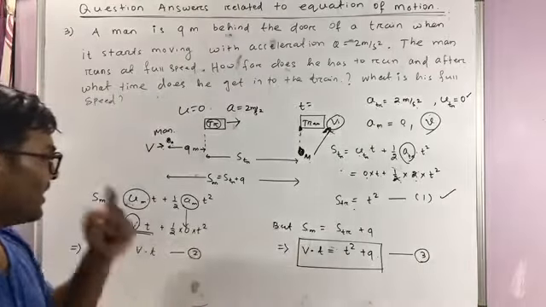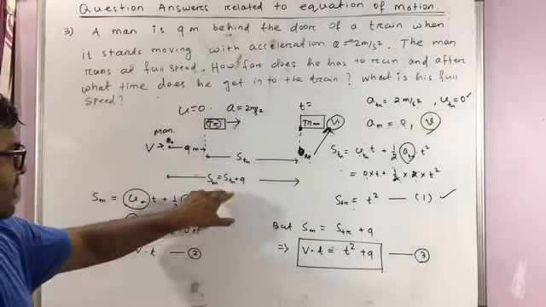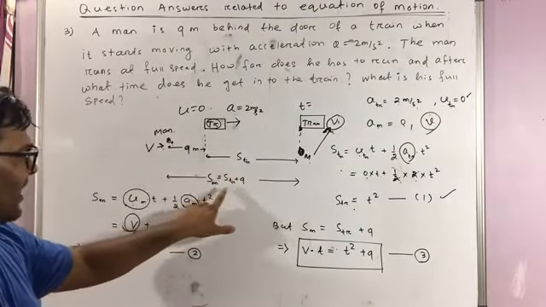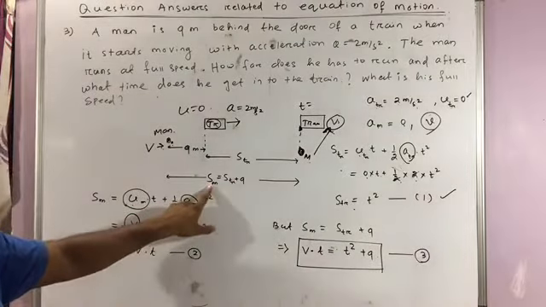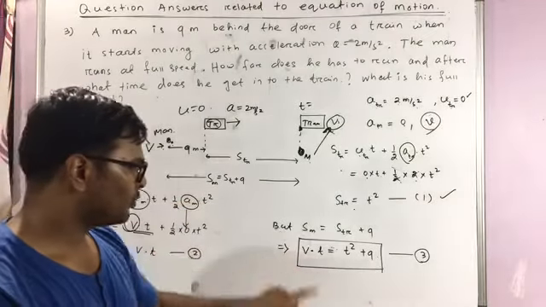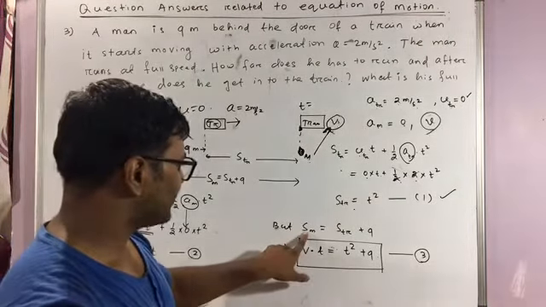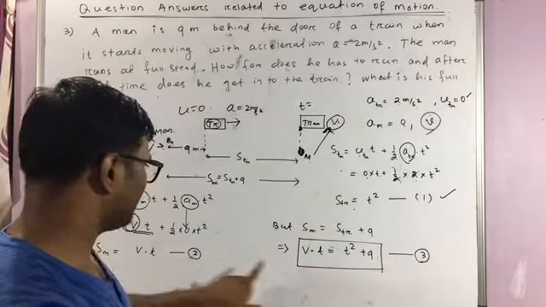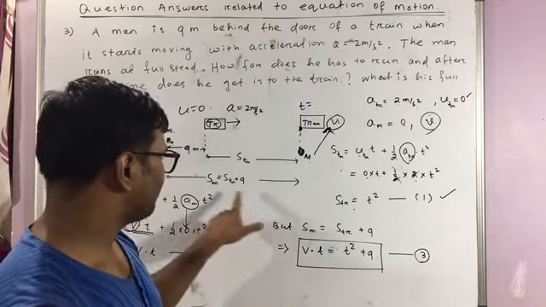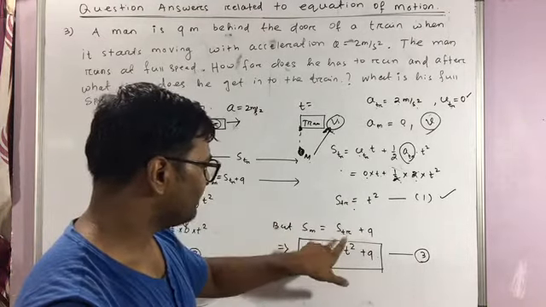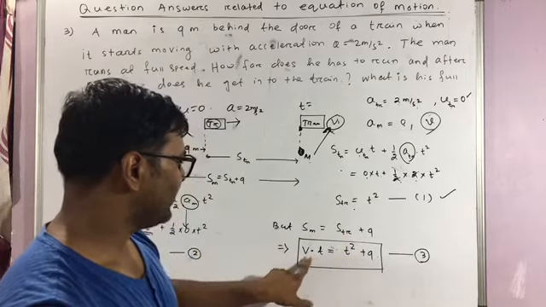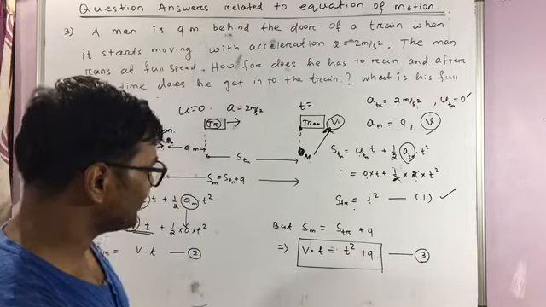Now equations 1 and 2 are related here. Str plus 9 is equal to Sm. Already I have discussed, so I have put it here. Instead of Sm, I took equation 2, which is vt. Instead of Str, I took equation 1, which is t square. So v into t is equal to t square plus 9.